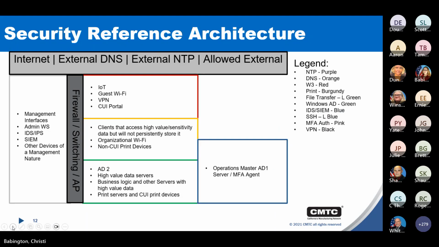So now we've got these things defined. The roles are in there, the servers are deployed, the workstations are deployed, whatever. Now we've got to figure out the firewall rules. Remember, nothing is gratuitous. So over at the right, notice I've got NTP, DNS, W3 for web traffic, print traffic, file transfer, AD traffic, IDSM, yada, yada, SSH.